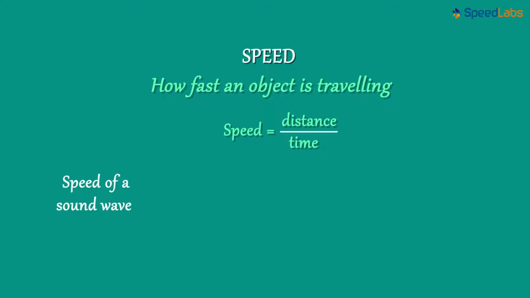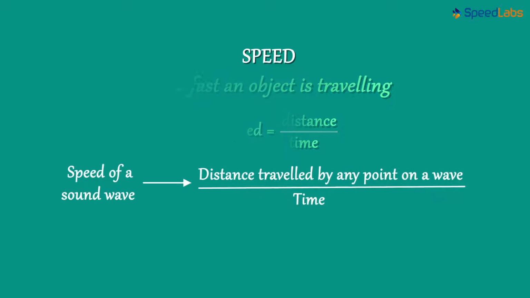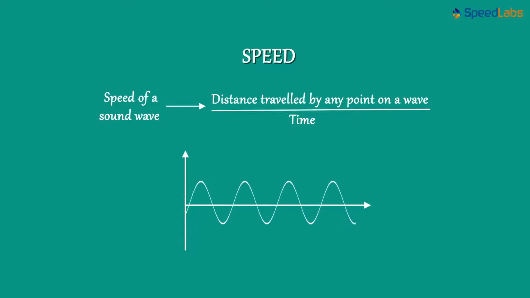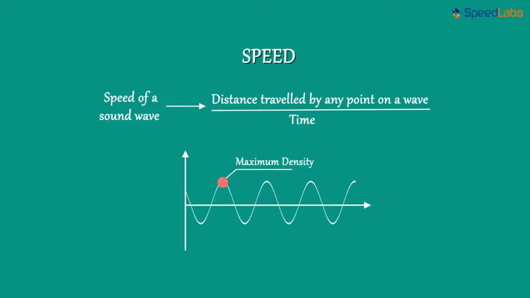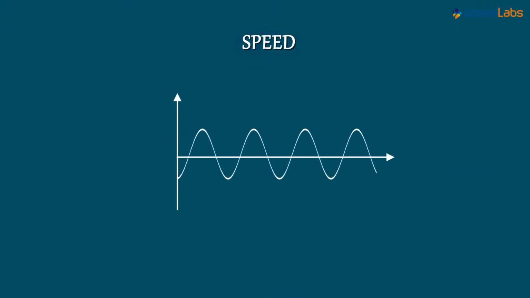Speed of a sound wave is defined as the distance travelled by any point on a wave per unit time. What does it mean? It means that if I take any point on a wave, suppose this one, the point of maximum density, then the distance travelled by this point in unit time is the speed of a sound wave. In terms of SI units, the speed is the distance travelled in meters by any point on a wave in 1 second.